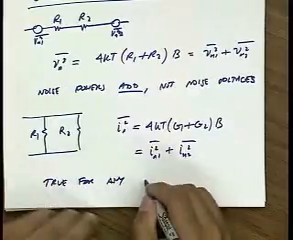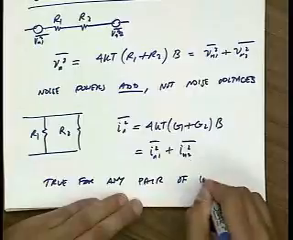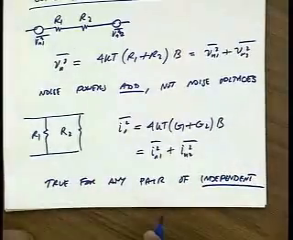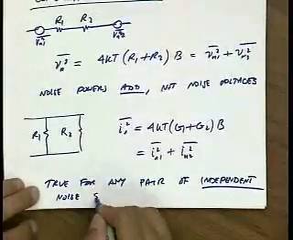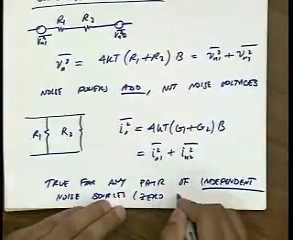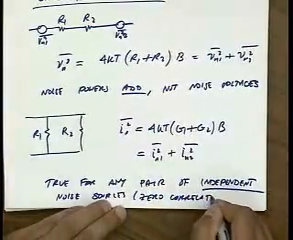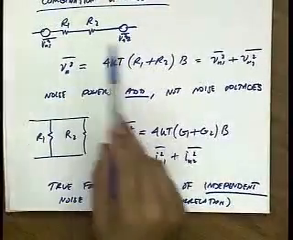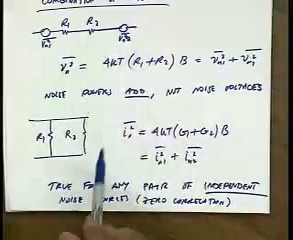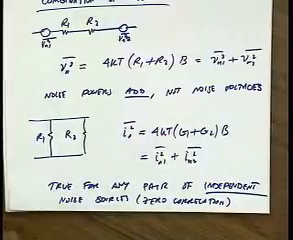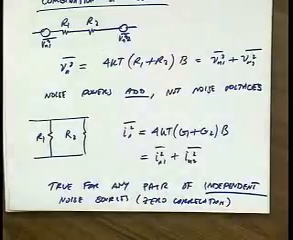Okay? So this is true for any pair of independent noise sources. That's the key point here. Another way to say independent is zero correlation. In other words, this noise voltage is completely uncorrelated with this noise voltage. They have nothing to do with each other, and that's why their variances add. If they were correlated together, then you would imagine that sometimes they would cancel each other out, and so that would reduce the variance, right?